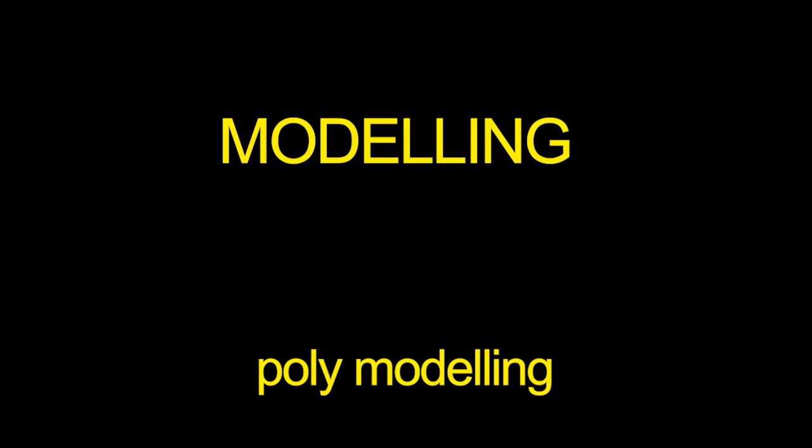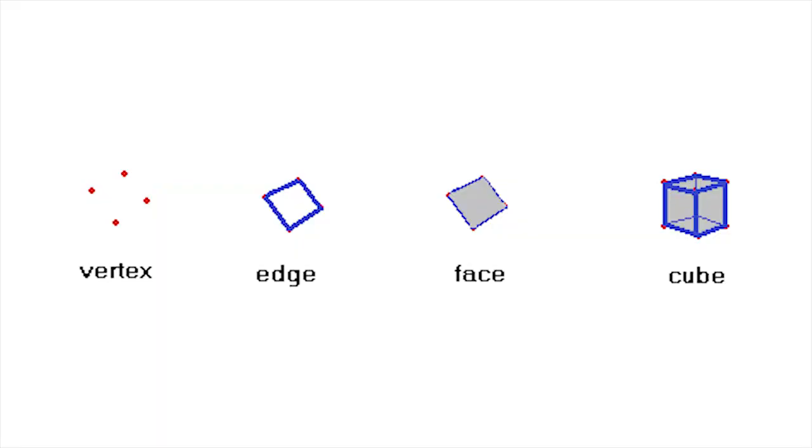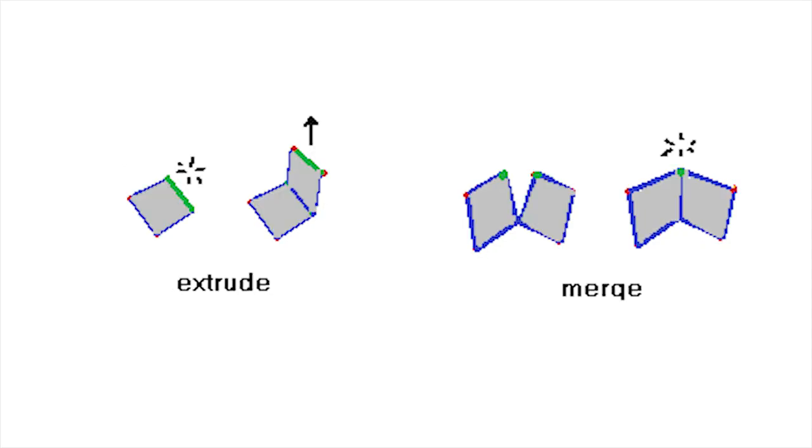Polymodeling. Basically, you have vertexes, which are points in space, and then edges connect those, and faces are made out of at least 3 vertices. And then you can make a 6-sided cube. It's usually determined by polygons, so a cube would have 6 polygons and 12 tris. You can extrude edges to add edges, and merge vertices together to complete an entire mesh.